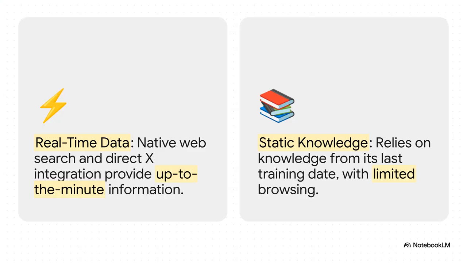Okay, its biggest differentiator is real-time information. While other models are basically stuck with whatever knowledge they had from their last training date, Grok can pull live data from the web and the X platform, so it doesn't just give you context from last year. It can literally tell you what happened 5 minutes ago.